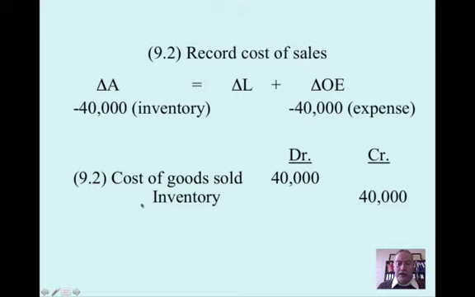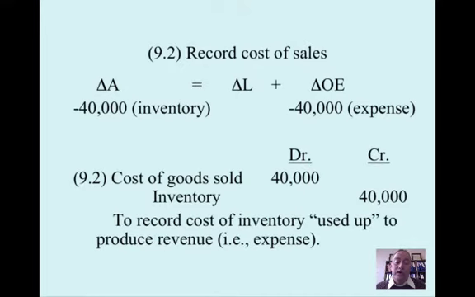So inventory is going to be credited for $40,000. Remember, we increased assets with debits. Well, we're decreasing it, so it's going to be with a credit. And cost of goods sold has the effect of decreasing owner's equity. It's an expense that owners pay, reducing the owner's share of the company. And we increase these things on the right with credits, so we're going to do this with a debit, cost of goods sold. And let's put that into our journal entry and record. The explanation would say to record the cost of inventory that's been used up to produce the revenue. In other words, it's an expense, this cost of goods sold.